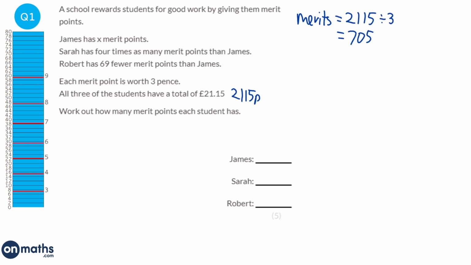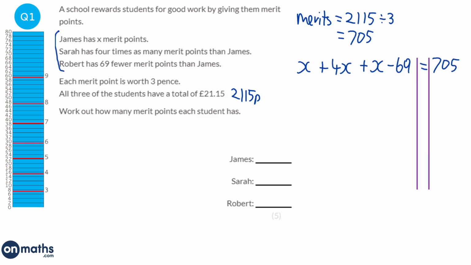Next, have a look at this part of the question, where it says James has x merit points. Sarah has 4 times as many points as James, so she's going to have 4x. Robert has 69 fewer merit points than James, so he's going to have x minus 69. And we know that equals 705 because we've just worked that out. This feels like a solving coming on. So we've got x plus 4x plus x, which is 6x, minus 69 equals 705. We're going to add 69 to both sides.